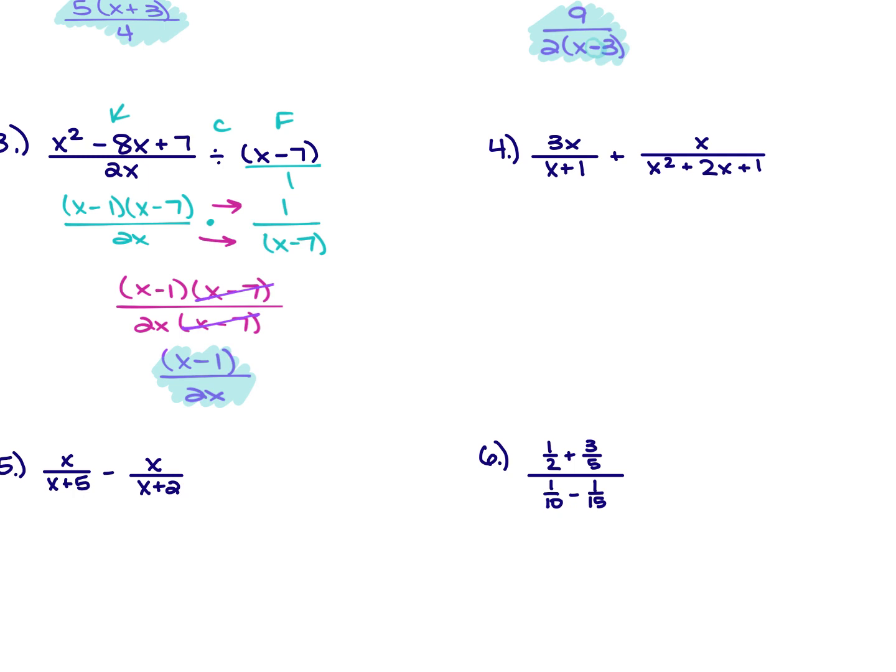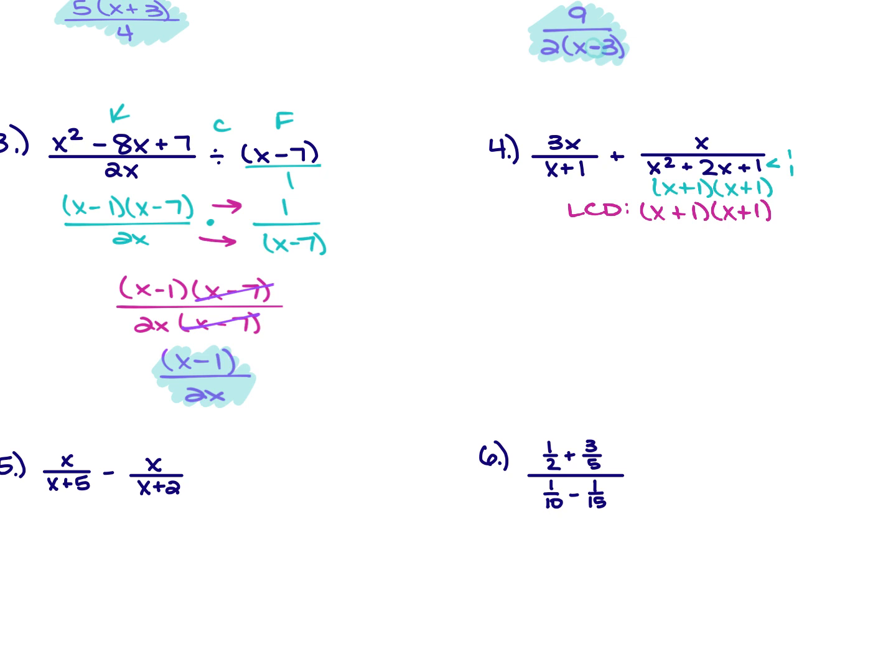For number 4, you have 3x over x plus 1 plus x over x squared plus 2x plus 1. You got to factor that x squared plus 2x plus 1. Your factors of 1 that add up to be 2 are 1 and 1. So that's x plus 1 times x plus 1. Your least common denominator out of these two fractions is the x plus 1 times x plus 1.